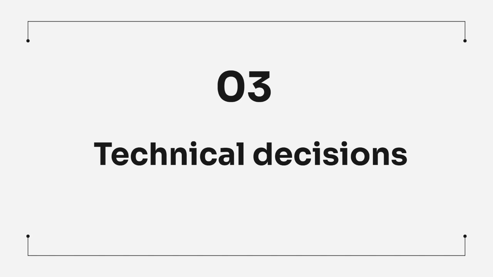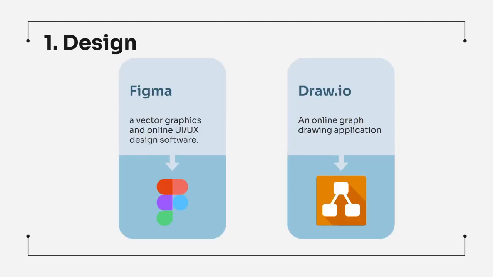So next we move on to section 3. Now we continue with the technical decisions. First, to design the system, our team chose Figma and Draw.io. As we know, Figma is a vector graphic and online UI and UX design software. And for Draw.io, this is an online graph drawing application.